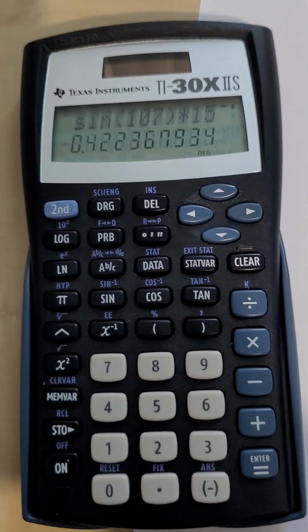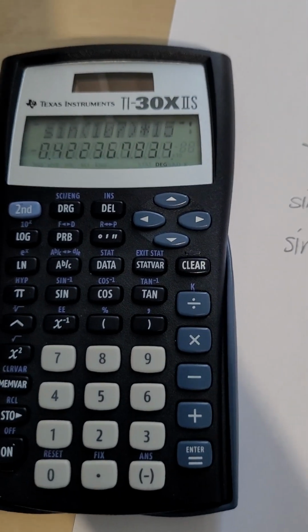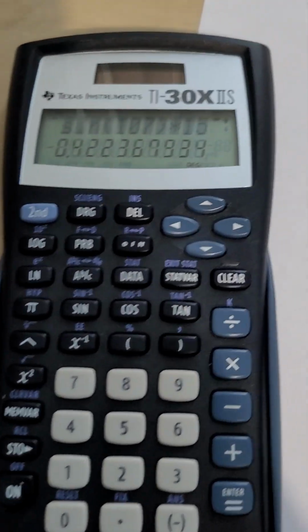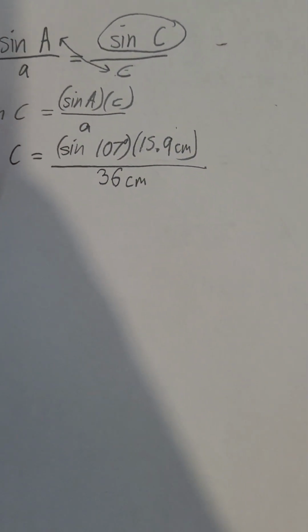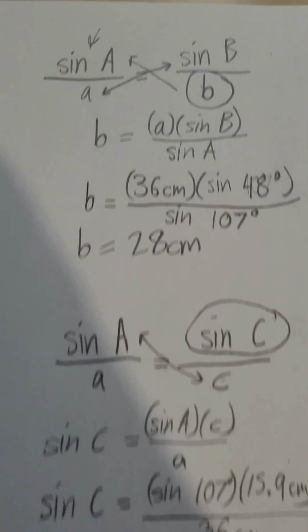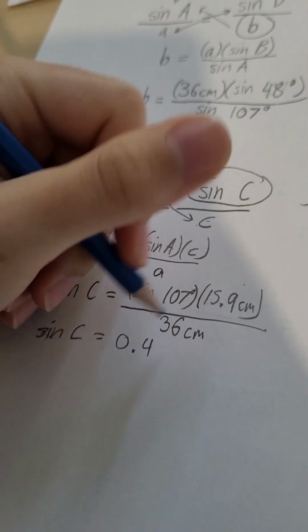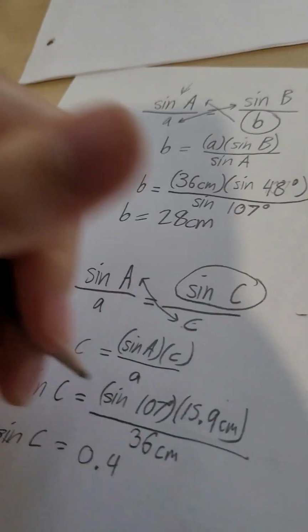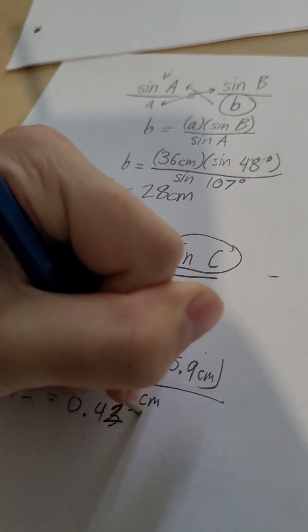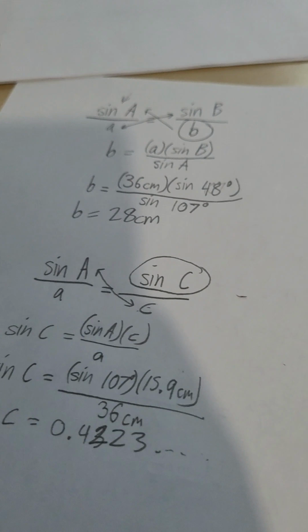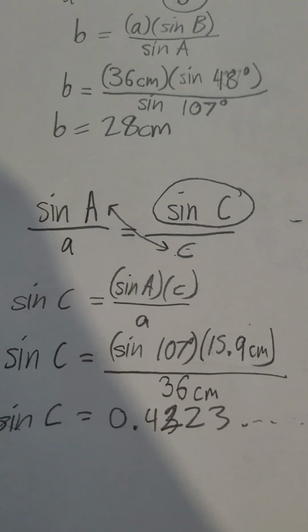0.422366794. Now, this is something that we must fix, because that is actually the value of sine C is equal to 0.4223, whatever. Okay, that's the value of sine C.